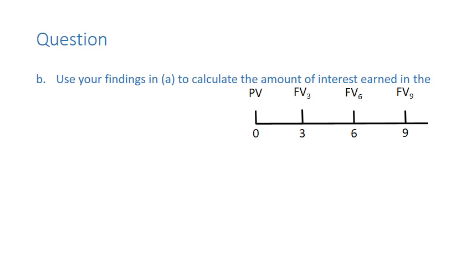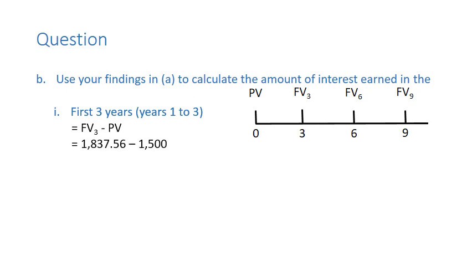Use your findings in A to calculate the amount of interest earned in the first 3 years. Future value at the end of year 3 minus present value. You put the figures in, 1.8K minus 1.5K gives you 337.56. This is the interest for the first 3 years.